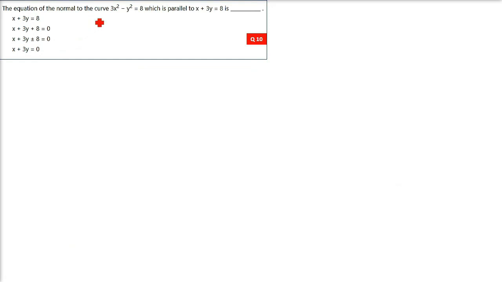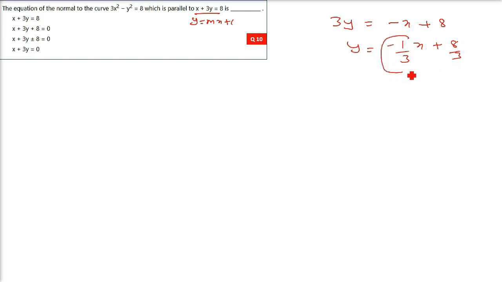The equation of the normal to the curve, this one, which is parallel to x plus 3y equals 8. Now x plus 3y equals 8, I am equating it with y equals mx plus c. So just take the y term on one side and the others on the right hand side. So it's going to be 3y equals negative x plus 8. Y will be equal to, divide everything by 3. You'll get this as the slope, negative 1 by 3.